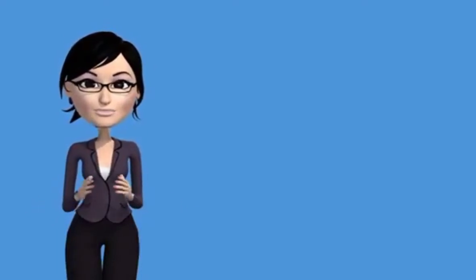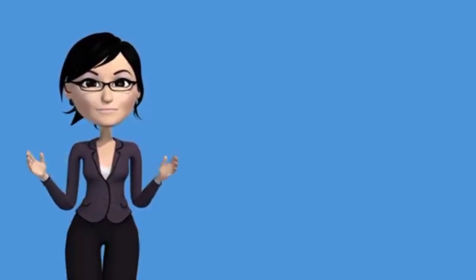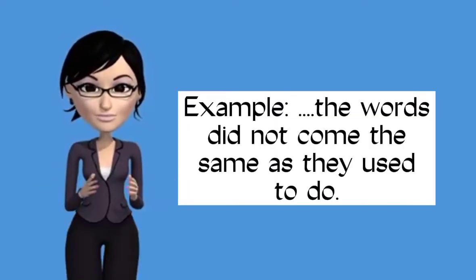Also, we have verbal substitution. The verbal substitute in English is do. This operates as head of a verbal group in the place that is occupied by the lexical verb, and its position is always final in the group. Example: the words did not come the same as they were said to do.